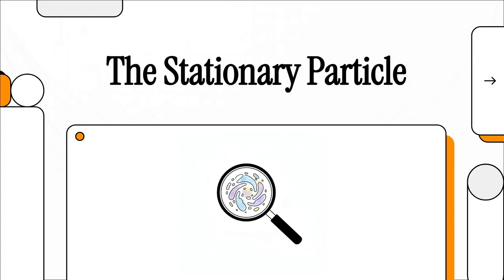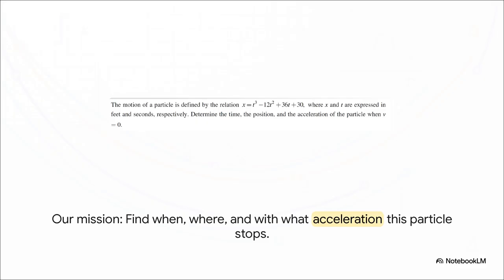All right, today we're putting on our detective hats. We've got a physics mystery on our hands involving a particle on the move, and our mission, should we choose to accept it, is to figure out exactly when it stops, where it stops, and what's happening to it at that very moment. Welcome to the case of the stationary particle, where our number one tool is going to be calculus.